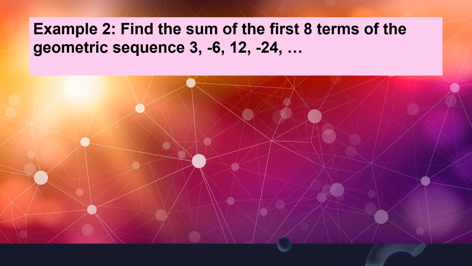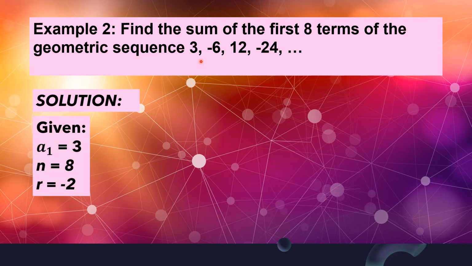Example number 2. Find the sum of the first 8 terms of the geometric sequence 3, negative 6, positive 12, negative 24, and so on. So for the solution, we must write first all the givens. So our first term here is 3, so our a sub 1 is equal to 3. Our n is 8 because we're going to find the sum of the first 8 terms. Our common ratio is negative 2.